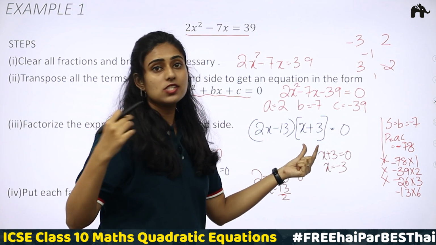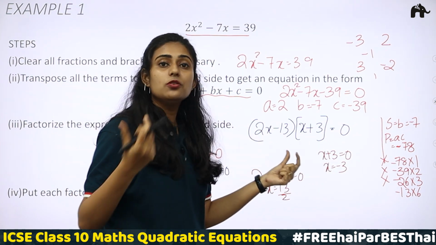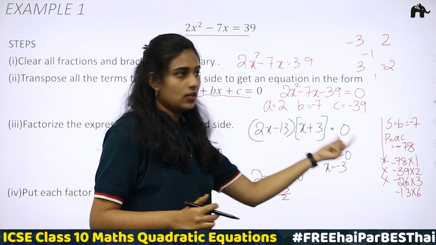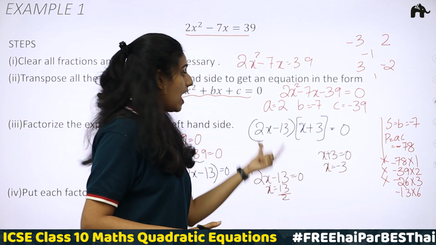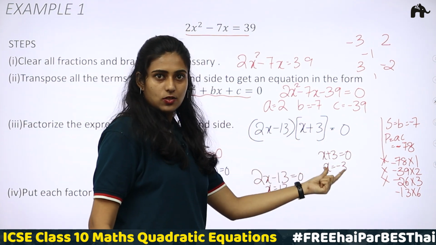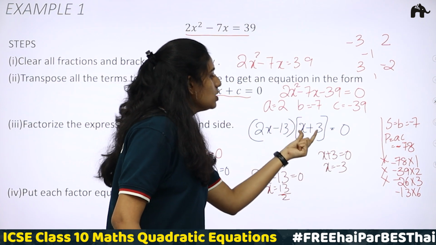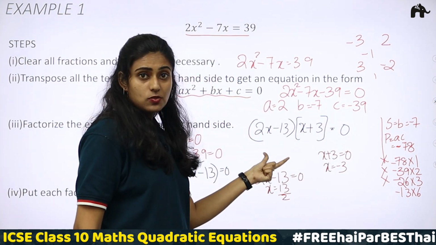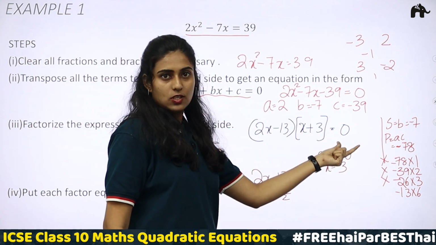Yes, 1 into 0 is 0, or 0 into 2 is 0. We have to multiply with 0 to get product 0. That is what this means. Either 2x minus 13 should be 0 or x plus 3 is equal to 0. (2x minus 13) into (x plus 3) is equal to 0 means either 2x minus 13 equal to 0 or x plus 3 is equal to 0.